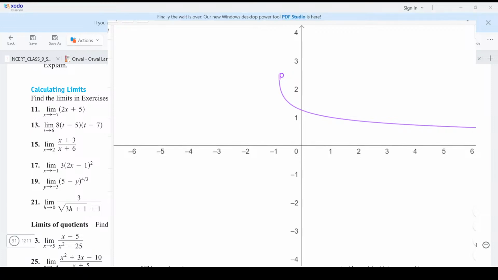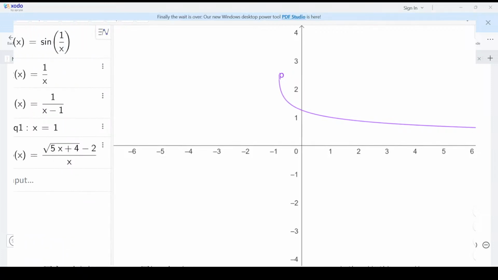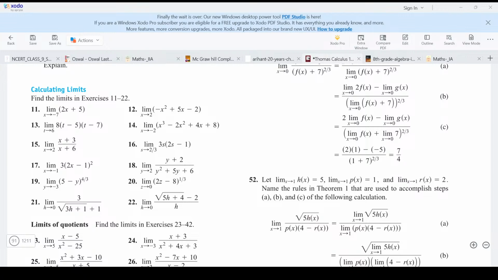Sir, I guess I'm making some mistake. I'm not getting the key properly. What have you done? Rationalization. You have rationalized, no? So you multiplied numerator and denominator with what? The positive of that, like root 5h plus 4 plus 2.